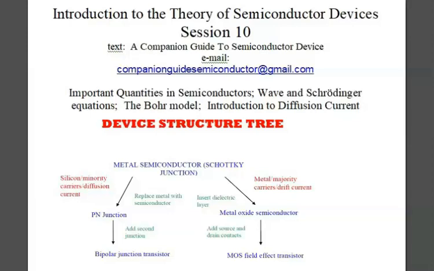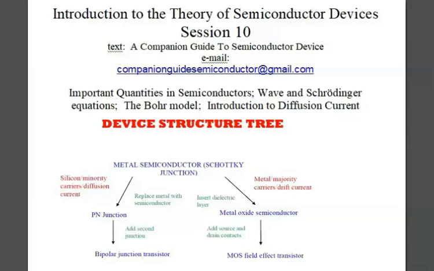In this session we'll be spending the bulk of our time looking at the wave and the Schrodinger equations. There's a bit of math, there's a bit of algebra. I ask your patience. If you don't like all the math and all the algebra, just skip to the results.